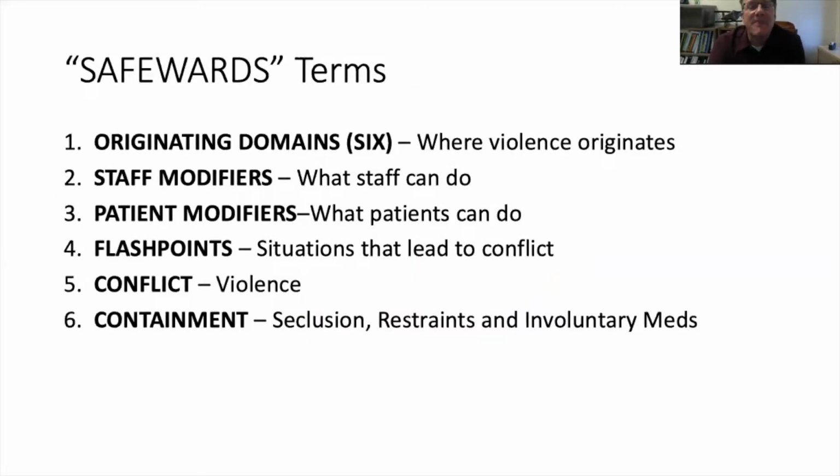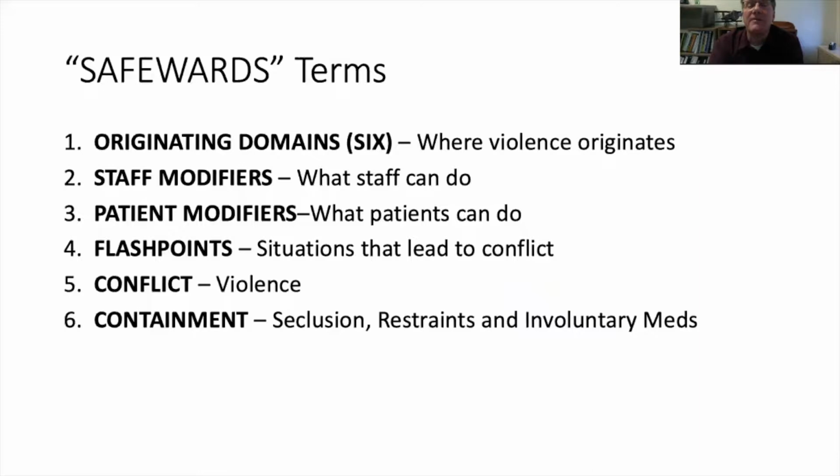In the Safewards model, they use some unique terms, specifically these six. The first term, originating domains. We're going to see later in a picture of this model how they organize these originating domains. But it's just the idea of where does violence come from within these settings. And then there are things we can do about it: things staff can do, staff modifiers, and things patients can do, patient modifiers. They use the term flashpoints for the situations that lead to conflict.